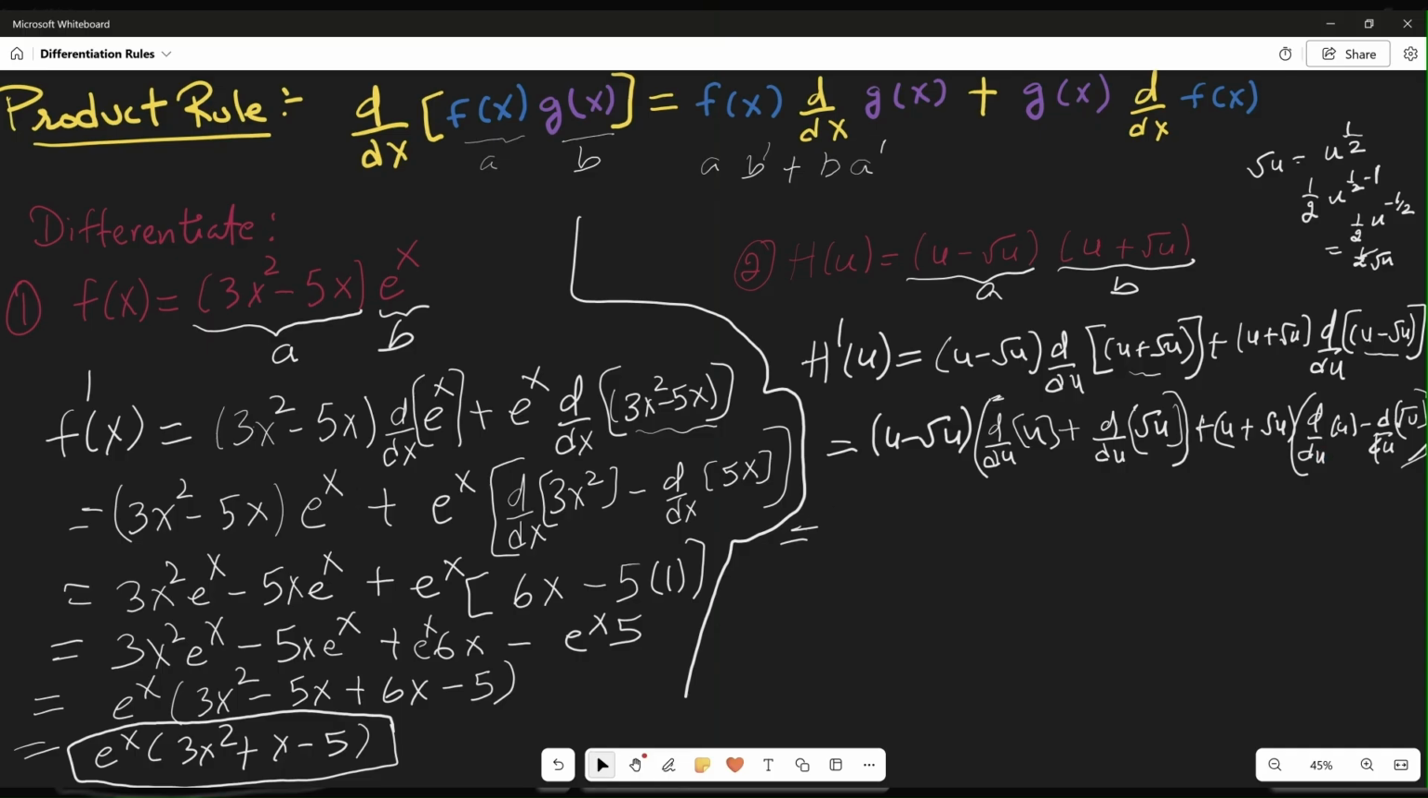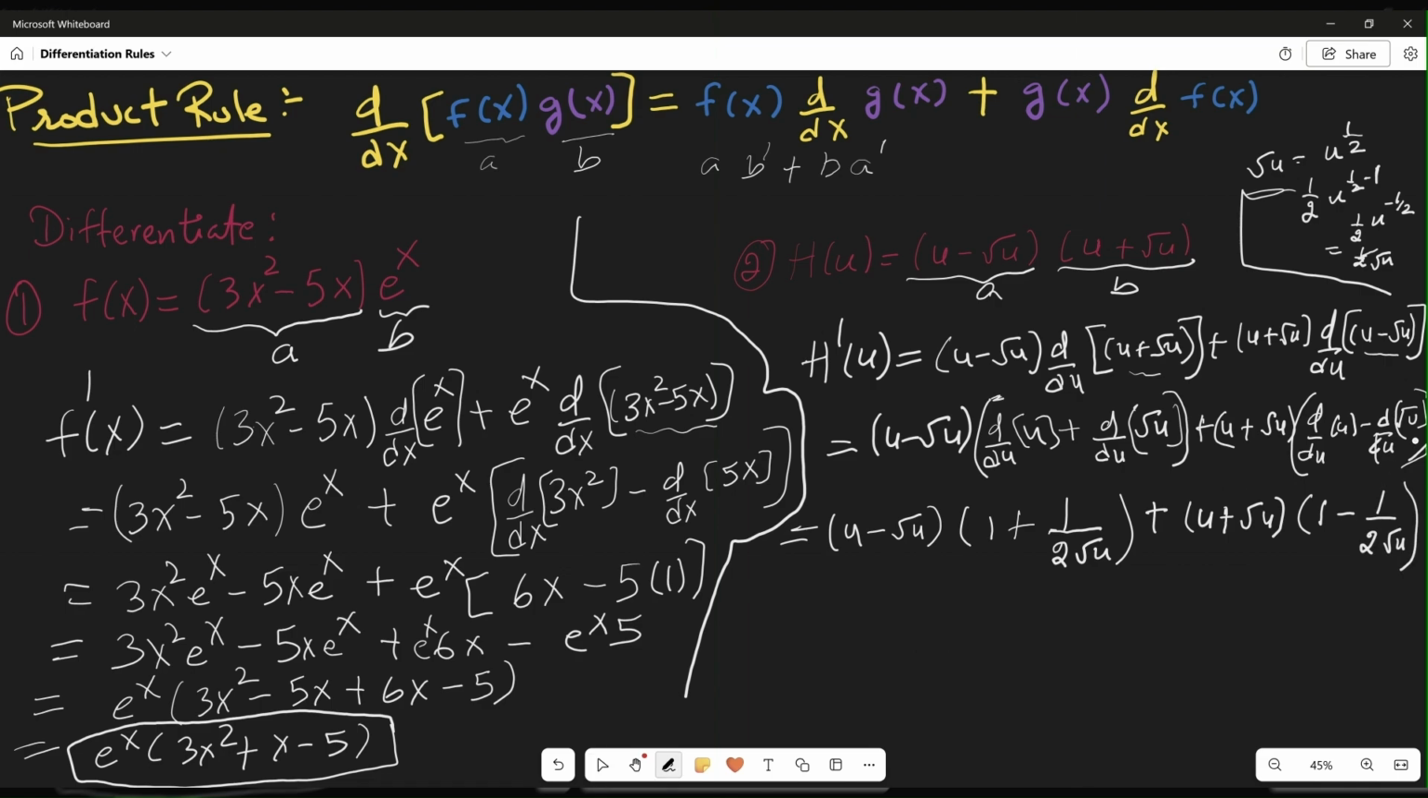Here we go. So u minus square root of u multiplied by derivative of u is 1, right? This power is 1, so 1 times u raised to 0 is 1, plus derivative of square root of u, as explained over here, is simply 1 over 2 under square root of u, plus u plus square root of u times derivative of u, again it's 1, this time it's minus 1 over 2 the root of derivative of this, right, explained over here.